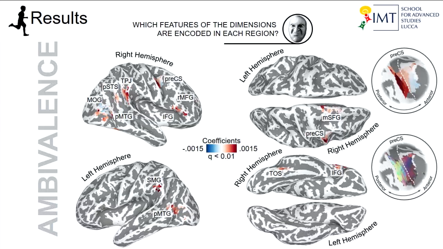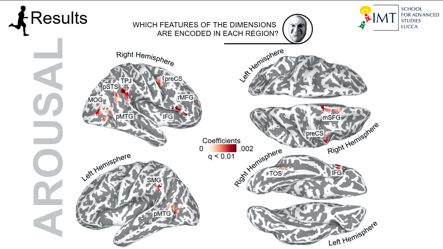This is the map for ambivalence, so we can observe peaks of activity in interesting regions such as TPJ, the inferior frontal gyrus, and supramarginal gyrus. But when we look at the precentral sulcus, we can see that only the posterior part shows a positive correlation with the BOLD signal, while the anterior one does not, in line with what we previously observed in the emotion dimensions gradient. Lastly, this is the map for arousal. Here also we can observe interesting peaks of activity in TPJ and the inferior frontal gyrus that are in line with previous observations.